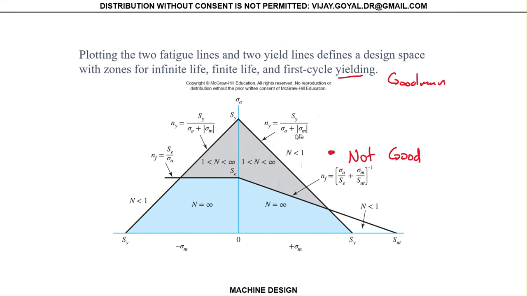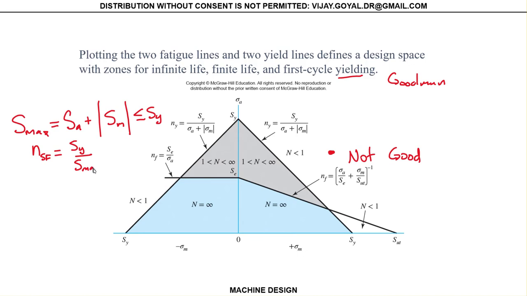As you can see down here, I am using S max, which is SA plus the absolute value of SM. This is what we are actually using down here. We want to make sure this is less than or equal to this. So you want to do that yield check as well. That's a static yield check, and you want to ensure that the yield factor of safety is bigger than or equal to 1. This is not the fatigue, this is yield.